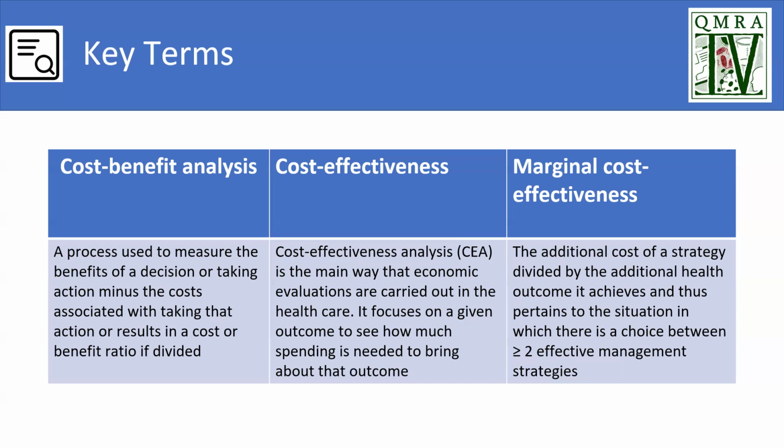Third, marginal cost effectiveness. This is the additional cost of a strategy divided by the additional health outcome it achieves, and thus pertains to situations where there is a choice between two or more effective risk management strategies.